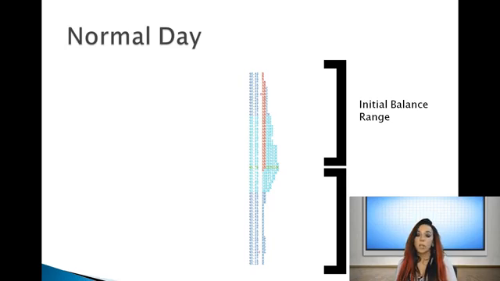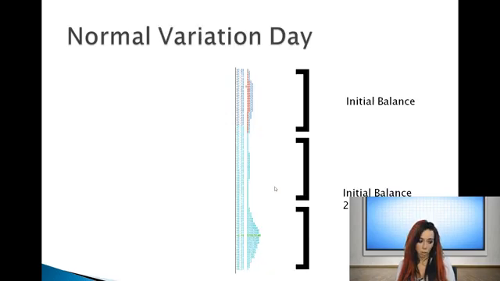All right, back to the day types. So this was the normal day. Normal day is when the price extends past initial balance to only one side by the size of the actual initial balance range. Next day type is similar, and it's called normal variation day. This is like a normal day, except the price extends twice the range of initial balance instead of once.